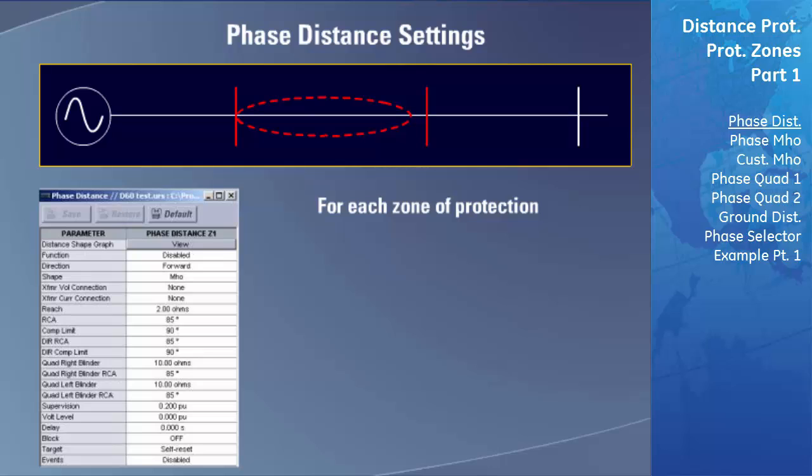Please note that each of the settings we are going to talk about need to be configured separately for each and every zone of protection. The first setting that needs to be configured sets up the direction you are protecting with that particular zone. From the pull-down menu, select whether this zone will be protecting in the forward or reverse-looking direction.